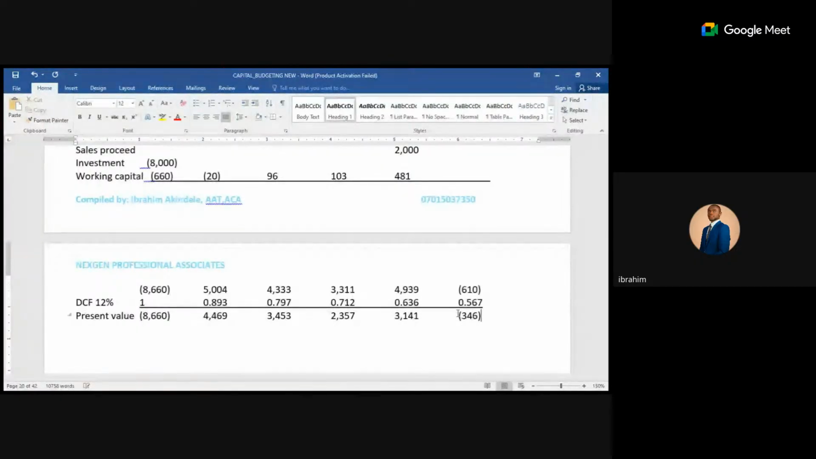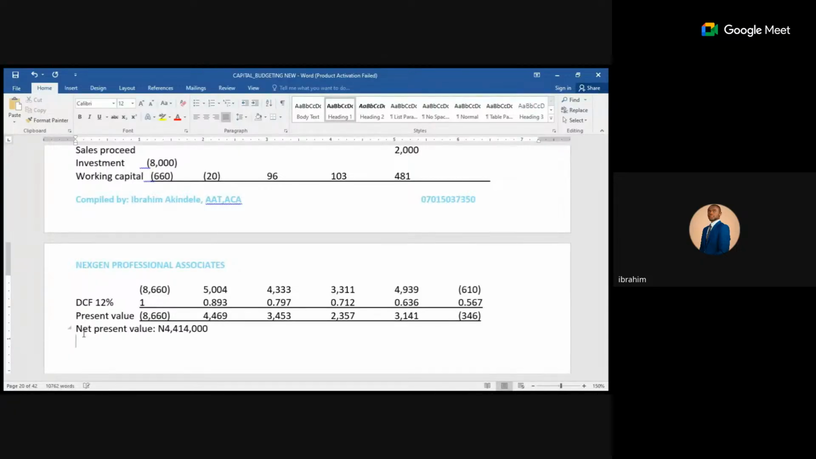So what is the NPV? Net present value. Net present value is 4,414, that is 4,414,000.